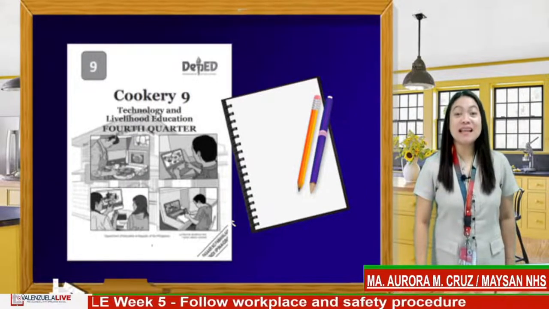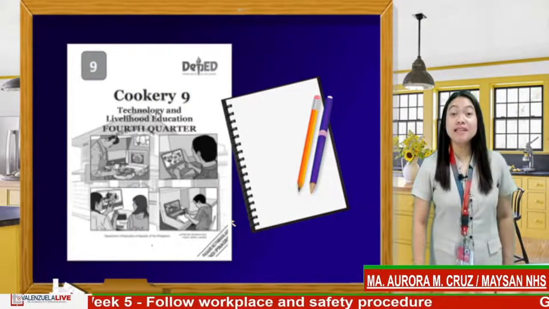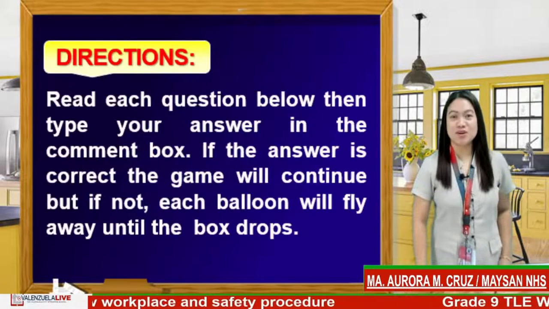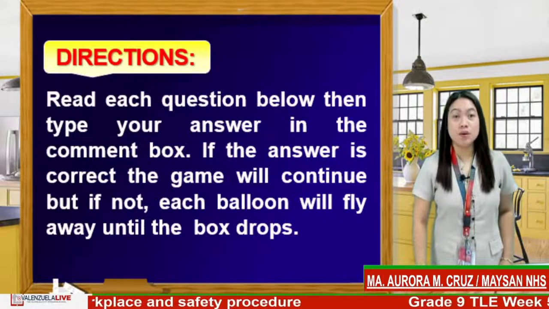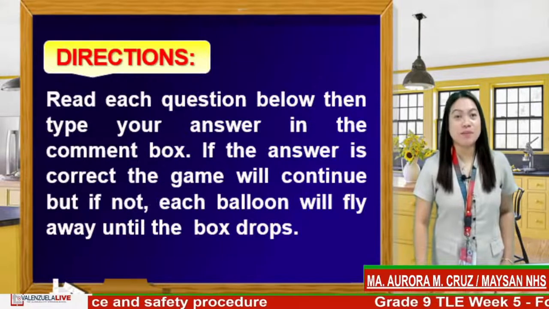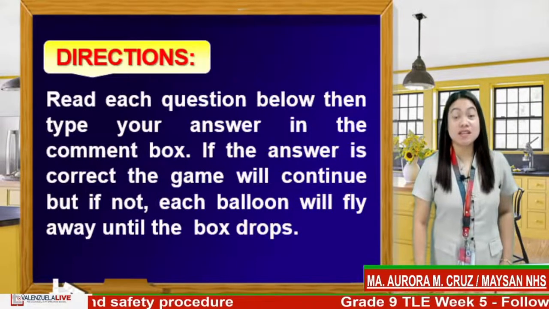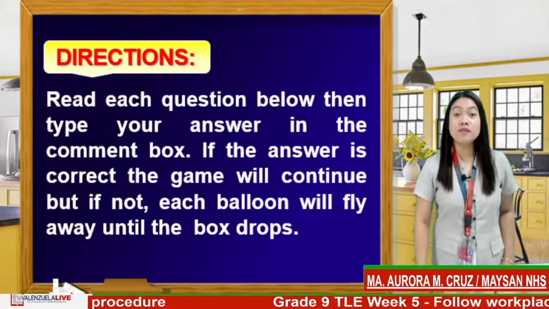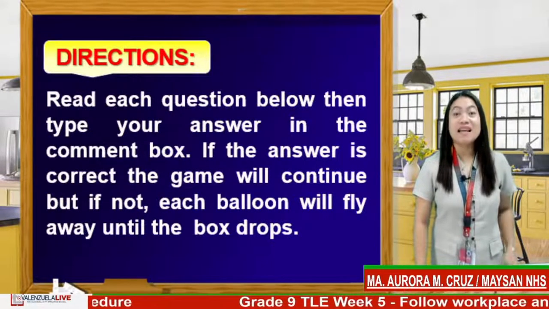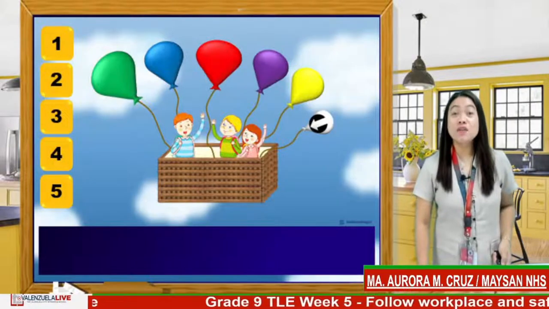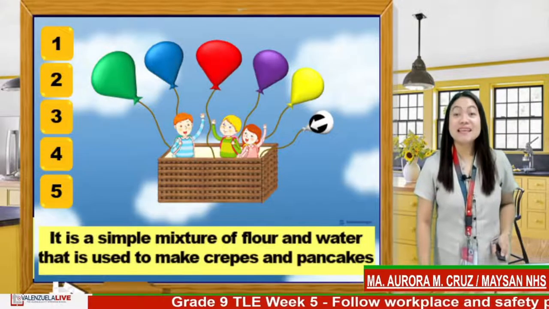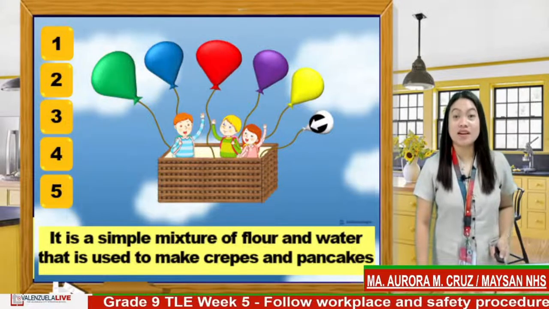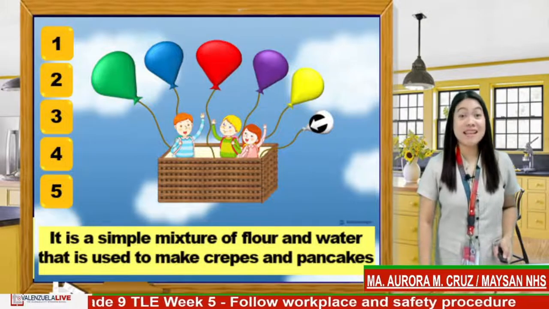Enjoy learning! Let us check what you have learned last lesson by playing the balloon game. Let's proceed. Directions: Read each question below, then type your answer in the comment box. If the answer is correct, the game will continue, but if not, each balloon will fly away until the box drops. Let us start. First word. It is a simple mixture of flour and water that is used to make crepes and pancakes. What is the answer?